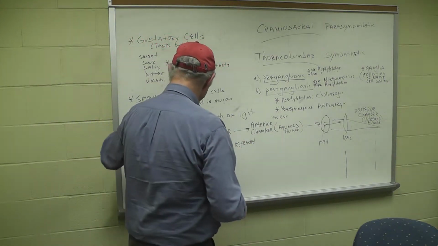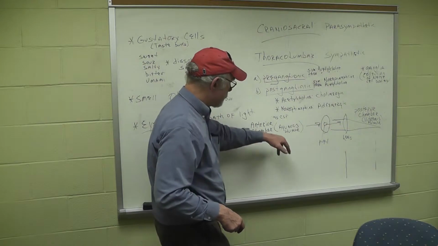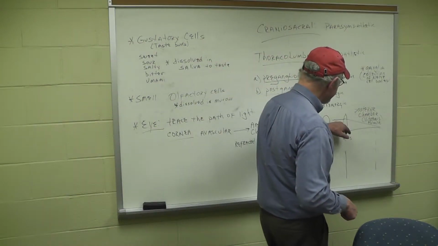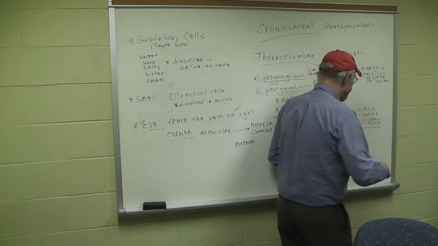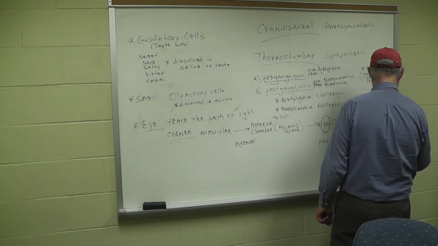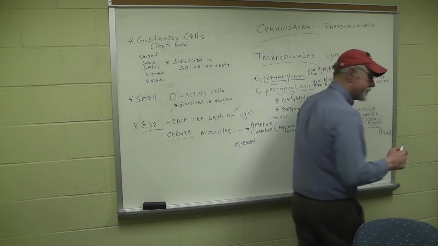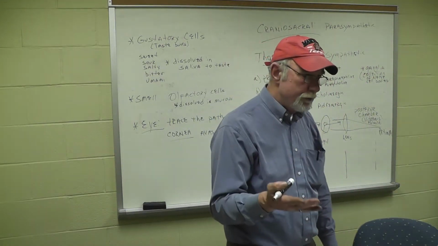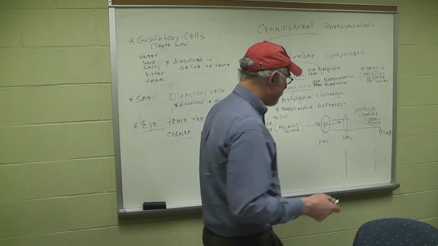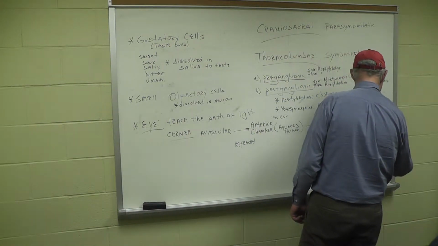Okay? Cornea, anterior chamber, aqueous humor through the pupil, hits the lens, through the vitreous humor, and then it hits the retina. All right? And that's nervous tissue. You have two types of retinal tissue. You have rods and cones.